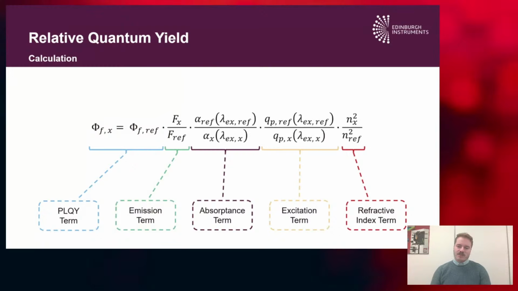And then we'll follow this up with the refractive index term. Again, if our reference sample and our unknown sample are in the same solvents, this term also cancels to 1. However, if this is not the case, then we make this calculation more and more complicated.